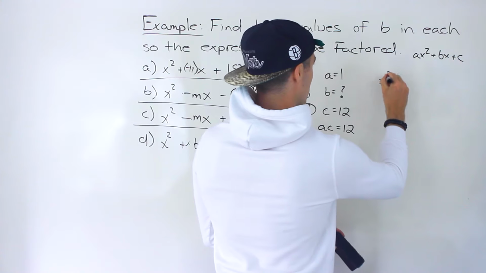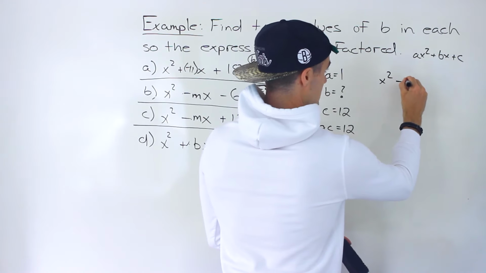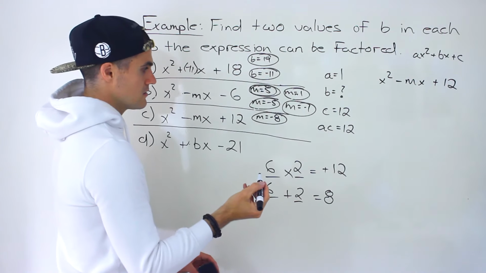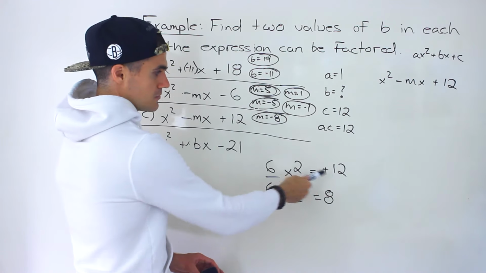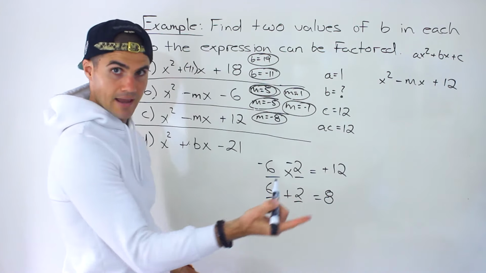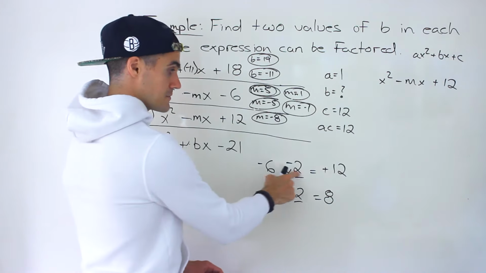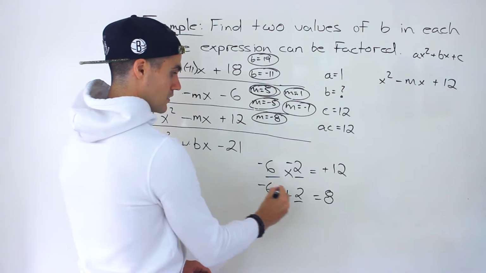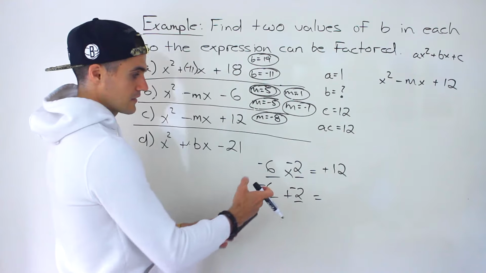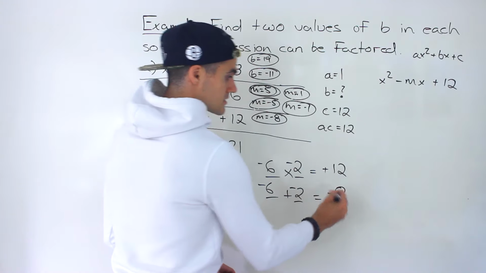So we got x squared minus mx plus 12. Okay, let's try something else here. Notice that actually, because we have a positive 12, negative 6 and negative 2 work as well. Negative 6 times negative 2 gives us positive 12. What's that going to be? Negative 6 plus negative 2 is like negative 6 minus 2, which gives us negative 8.